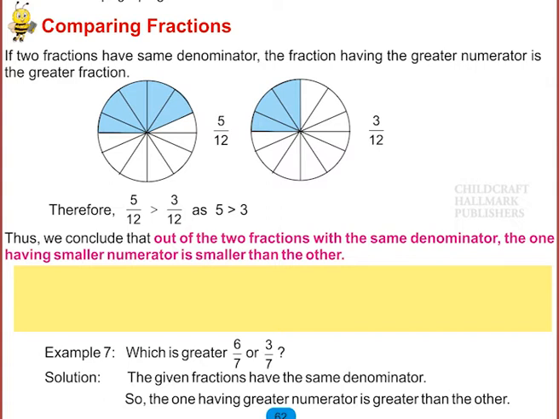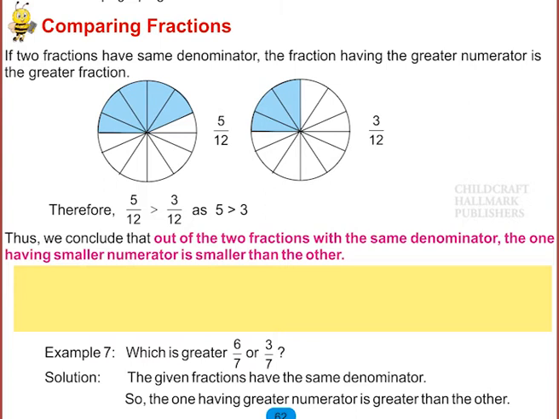Comparing fractions: if two fractions have the same denominator, the fraction having a greater numerator is the greater fraction. 5 by 12, 3 by 12. Therefore, 5 by 12 is greater than 3 by 12 as 5 is greater than 3. Thus we conclude that out of two fractions with the same denominator, the one having smaller numerator is smaller than the other. If we are given a set of fractions with the same denominator, then we arrange them in ascending or descending order according to the ascending or descending order of their numerators.